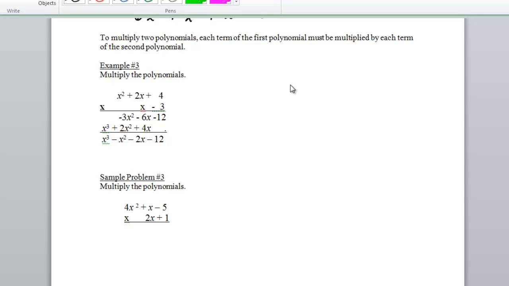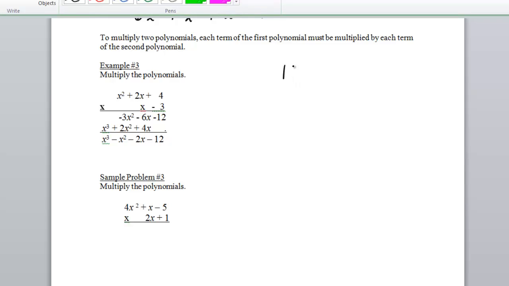Now that we've learned how to do basic adding and subtracting with polynomials by combining like terms, now we'll focus on multiplication. Multiplication of polynomials you should be familiar with from your foiling methods, although FOIL won't necessarily work for every type of problem that we're going to have. If you look at example 3, you can see that we are working on this in a stacked method.